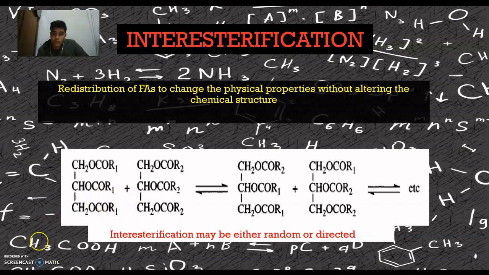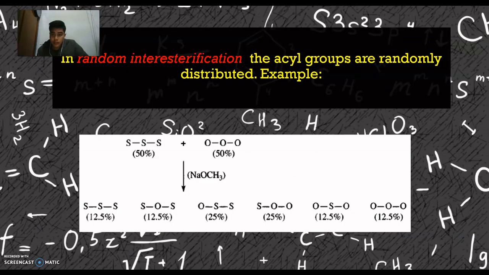Okay, interesterification also has 2 types here. The first is the random, and the second is the directed. Okay, first the random. What is random interesterification? Okay, random interesterification is where the interchange process occurs randomly. Okay, just like in the diagram here, we use tristearine and triolein as an example. Okay, and the treatment with sodium methylate will act as a catalyst to speed up the reaction.